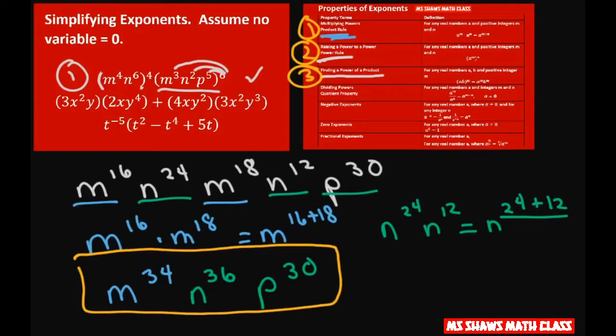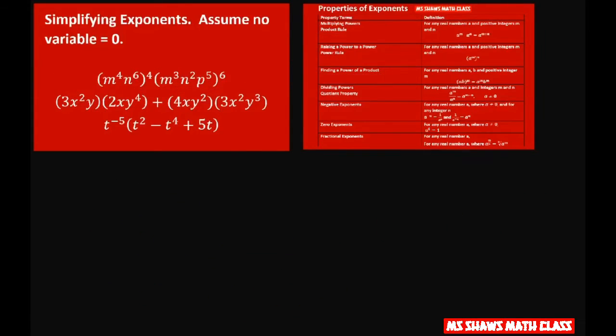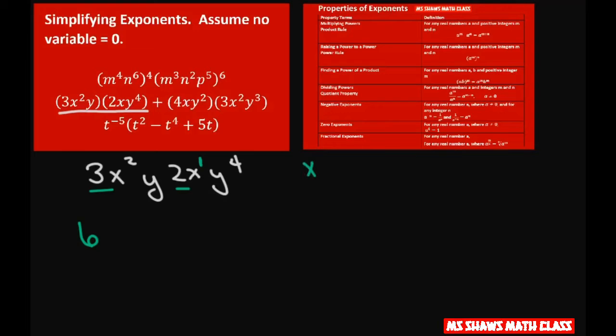Okay, now the next one. For this one, we're going to just take this first part. We can kind of get rid of the parentheses because there's no powers on them. So let's just write this out and do what we did before. We have 3 times 2 is 6. For x, we can put x to the 1. So this is like x squared times x to the first power, which is x to the 2 plus 1. So that's going to be x cubed. Same thing with the y. 1 plus 4 is 5.